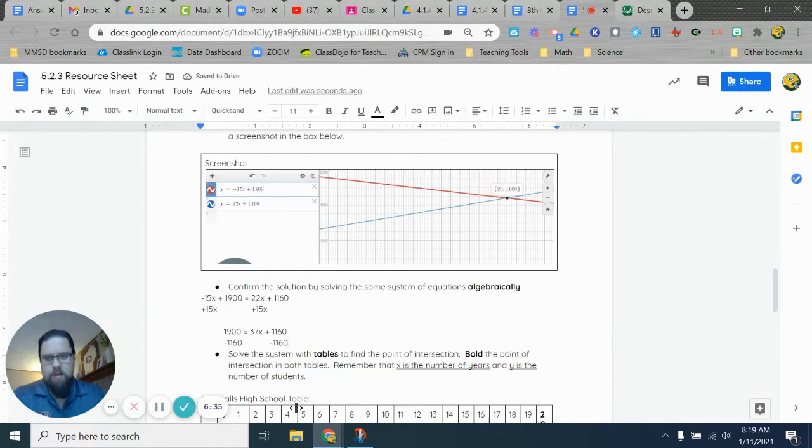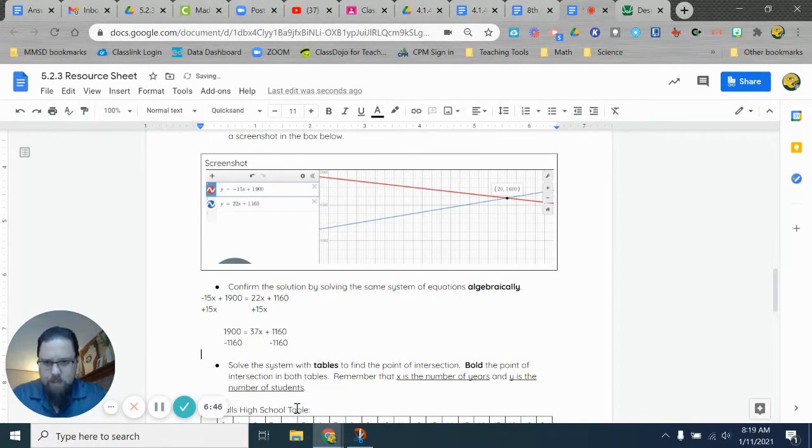Okay, now you're going to see the zero pair that occurs on the right side. And then you just need to do 1900 minus 1160 on the other side, on the left. And you are going to get 740 equals 37x. Last step, we're down to a one-step equation.